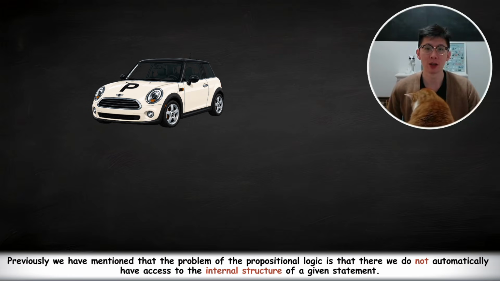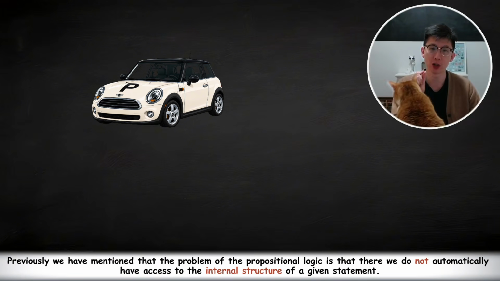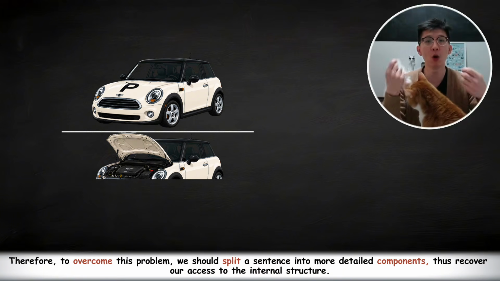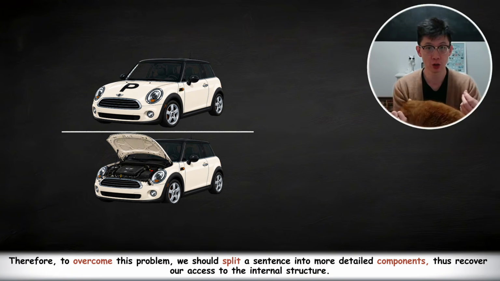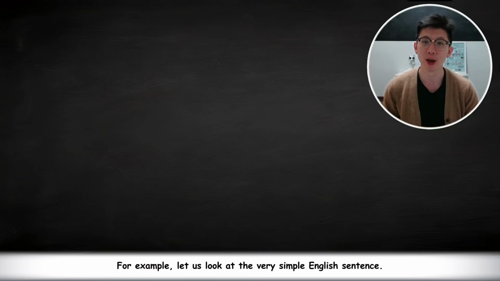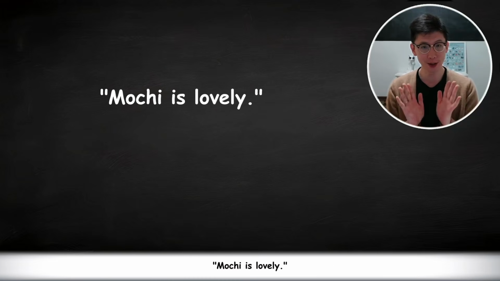Previously, we have mentioned that the problem of propositional logic is that there we do not automatically have access to the internal structure of a given statement. Therefore, to overcome this problem, we should split a sentence into more detailed components, thus recovering our access to the internal structure. For example, let us look at the very simple English sentence, "Mochi is lovely."